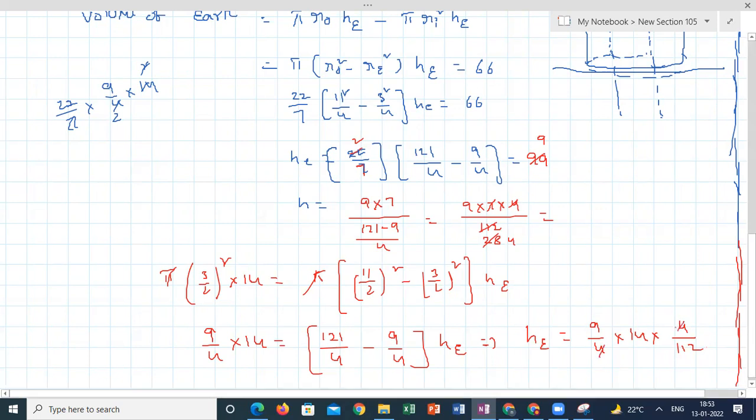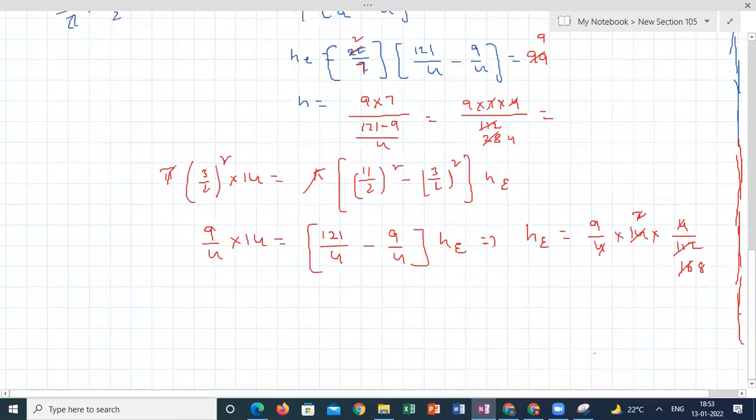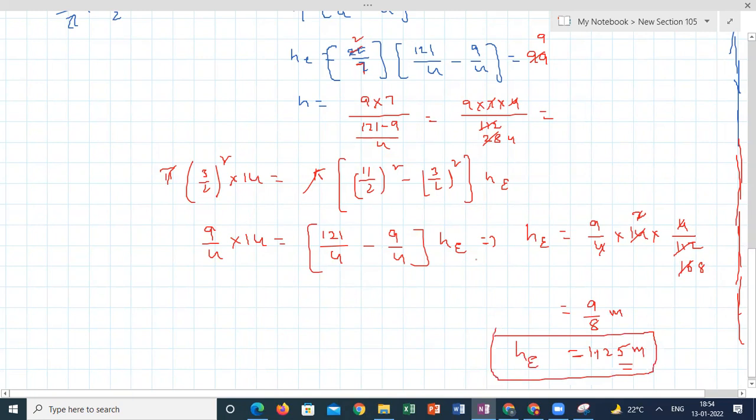So 4 cancels. 7 2 times. 7 1 is 7. 4 2. 6 times. 2 8 times. Now I am getting the proper answer. Somewhere we missed in the previous calculation. So 9 by 8 meter is the answer. So 1.125. 1.125 meter is the height of the embankment. Sorry guys, please look into the calculation.